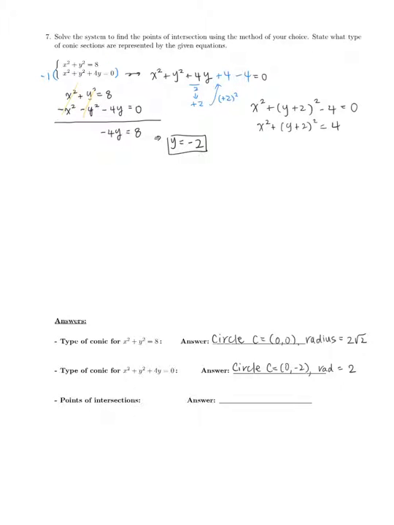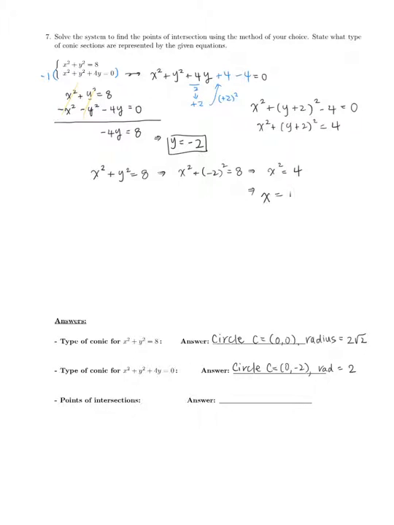Okay, so we got the y value, then let's get the x value. It does not matter which equation you plug that y value into, so let me just take the top equation. We've got x squared plus y squared equals 8. That implies x squared plus negative 2 squared equals 8. So x squared plus 4 equals 8, and x squared equals 4.